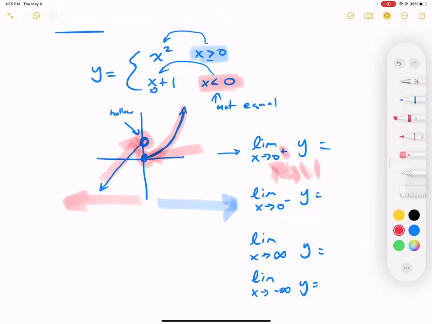Because I'm looking not on the right side, but on the left. See, this little negative sign means left. That's a big word for left, so I don't have to write it. So I'm still getting closer to 0, but this time approaching from the left side.